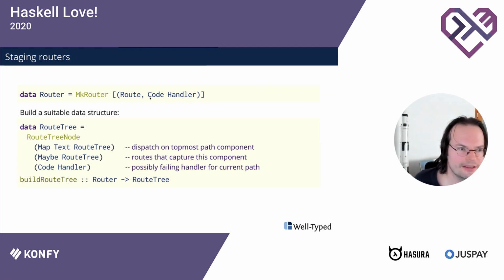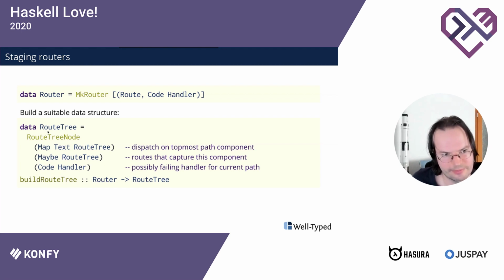And then we can translate such a combined router into such a tree-like structure where, as I said, we look at the top-level path component and dispatch to another root tree. And we have another thing for storing all the elements that want to capture the top-level path component. And we have potentially a handler for an endpoint that stops at the position where we just are. And then we can write a function build root tree that goes from such a router to a root tree, which is supposed to run completely statically.